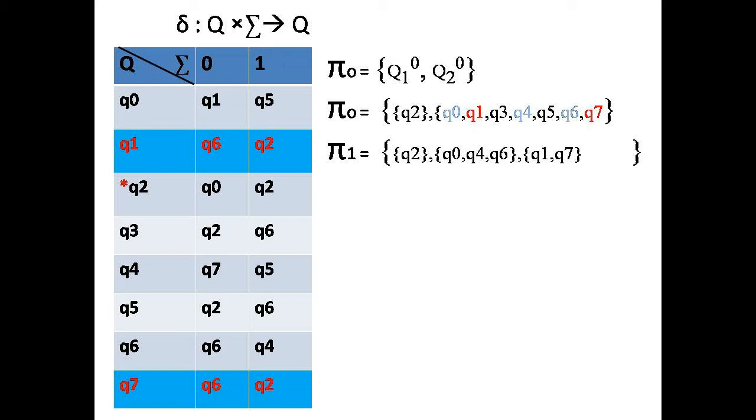Next we will compare Q1 and Q7. For Q1 and Q7 on 0 input symbol, the entries are Q6, Q6. Q6, Q6 are in the same set in pi 0 equivalence, and on 1 input symbol the entries are Q2 and Q2. The Q2s are in the same set. Therefore, Q1 and Q7 are pi 1 equivalent. We create a set Q1, Q7 in pi 1 equivalence.